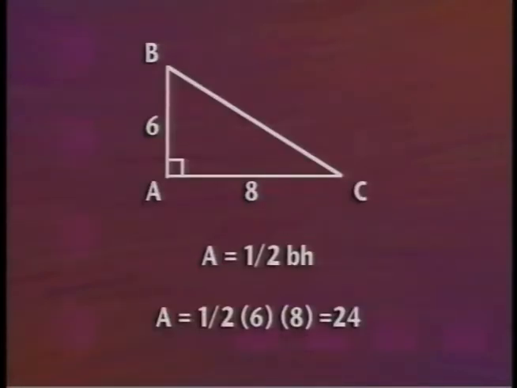A right triangle has one angle equal to 90 degrees, and the other two angles total 90 degrees. In a typical right triangle, the area can be calculated straightforwardly. Area equals 1/2 base times height, where base and height are sides of the right triangle. For instance, the area of right triangle ABC, with AB equals 6 and AC equals 8, is calculated as area equals 1/2 times 6 times 8, which is 24.